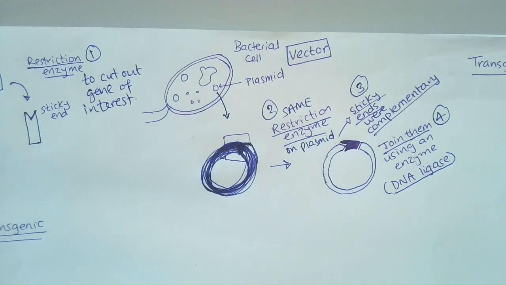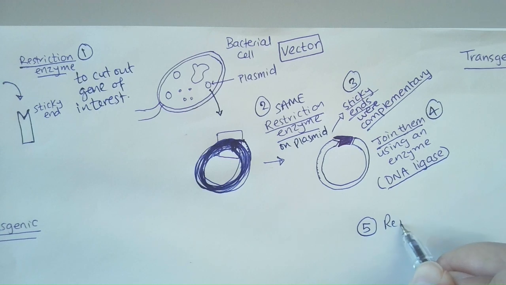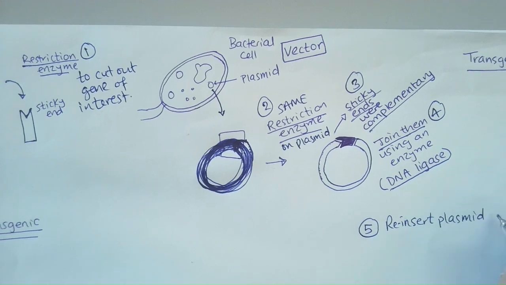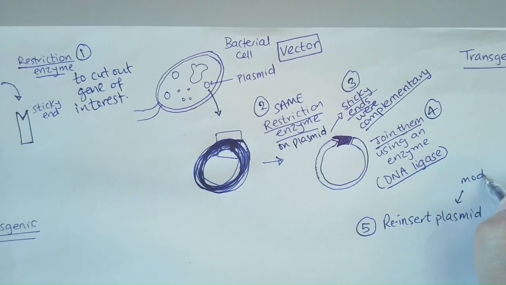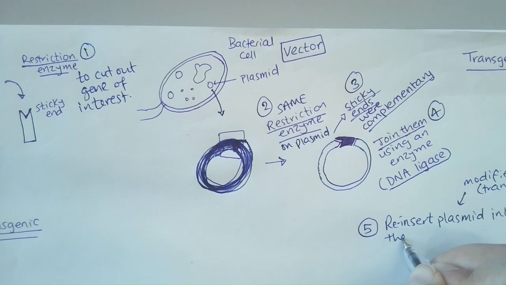If the question was any longer than 4 marks, you would then need to say, step 5, you're going to reinsert the plasmid, so the modified plasmid, the transgenic one, into the bacterial cell.